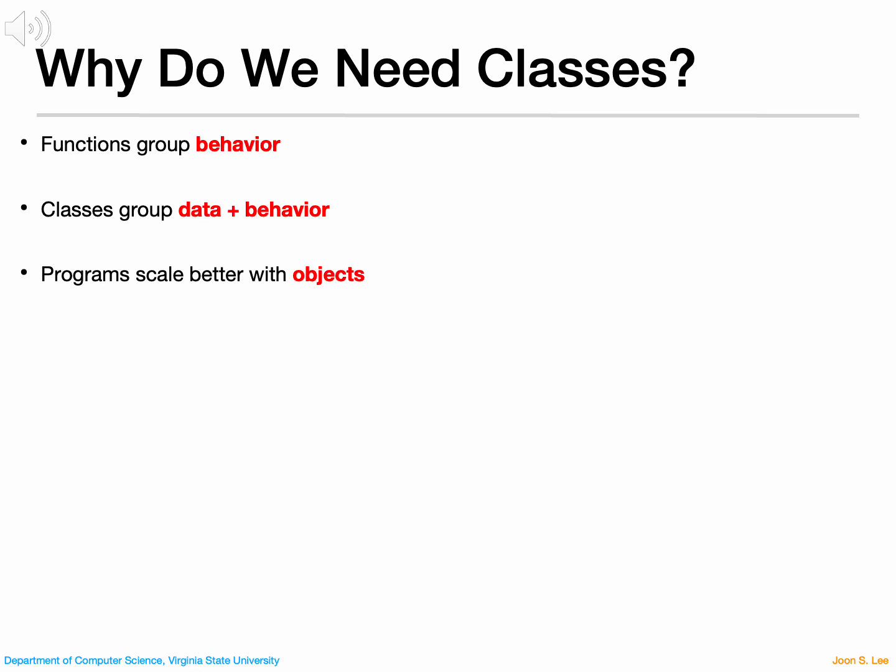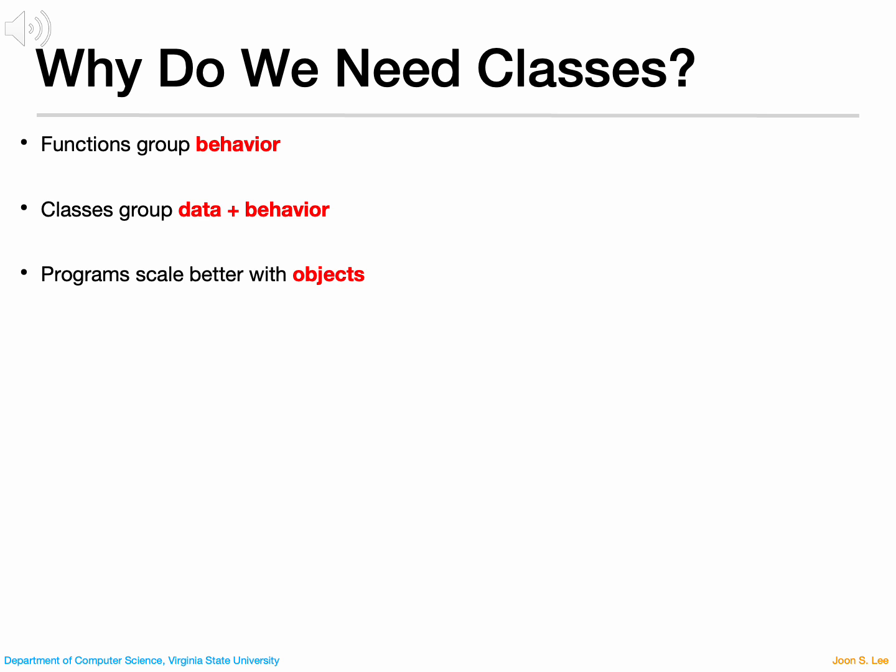But real-world problems don't just have behavior. They also have data that needs to be stored, updated, and protected. That's where classes come in. A class groups data and behavior together. Instead of having data floating around in variables and behavior scattered across functions, a class keeps everything related in one place. For example, a student class might store a student's name and ID, and its methods might calculate GPA, print a transcript, or update enrollment information.